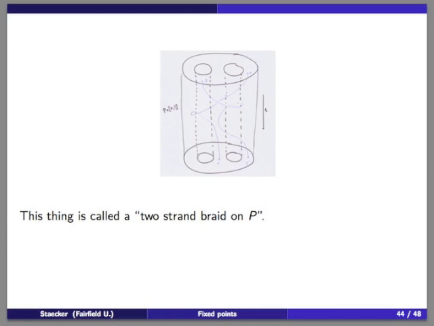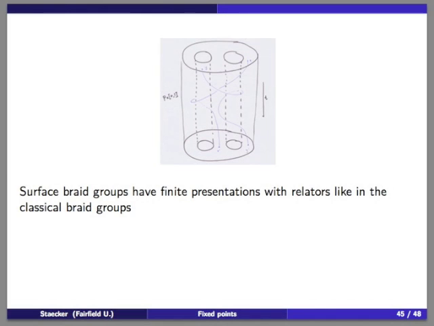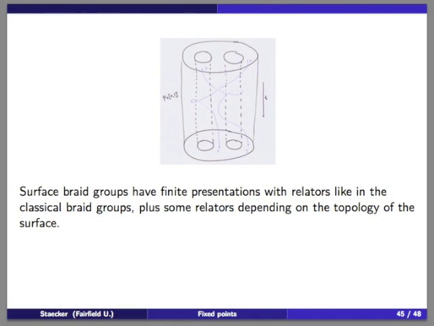And there's a whole algebraic theory of braids on surfaces. It's a little more complicated than the classical braids. There's an algebraic theory for surface braids. There's something called the surface braid groups. They're just like the ordinary braid groups. There's a presentation with relators, like the braid relations, plus some other relators which have to do with the topology of the surface that you're talking about. You can see here those empty, deleted cylinders will cause some extra relations in the braid group that you get from this sort of thing.